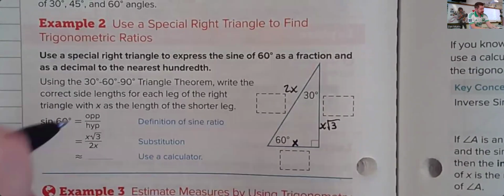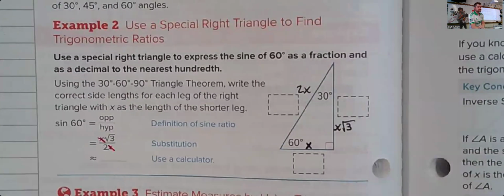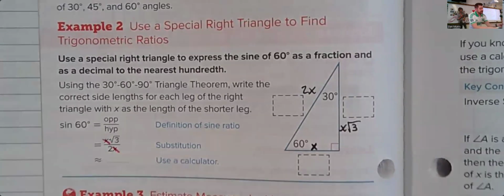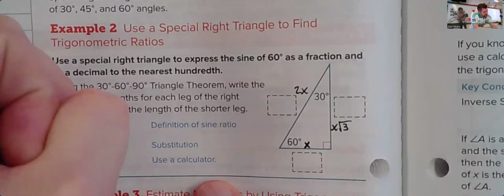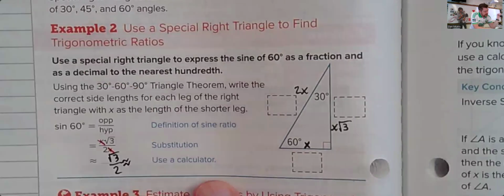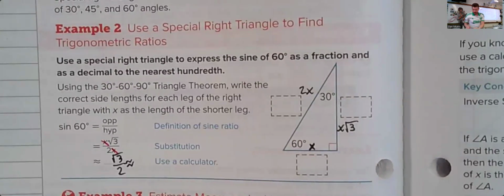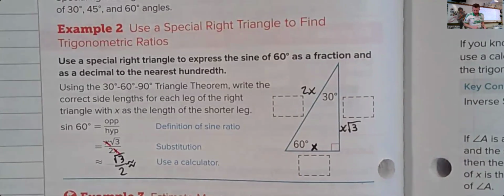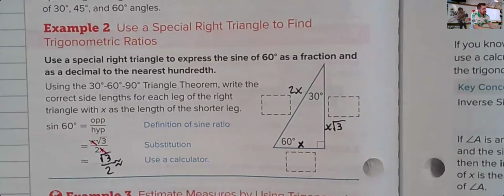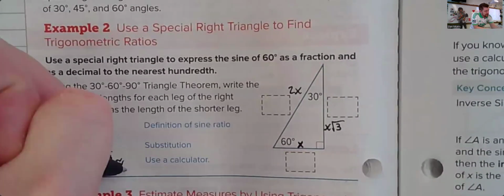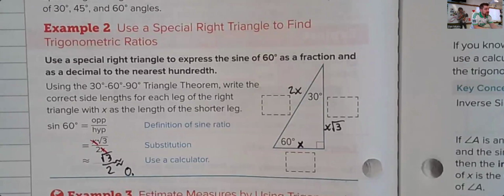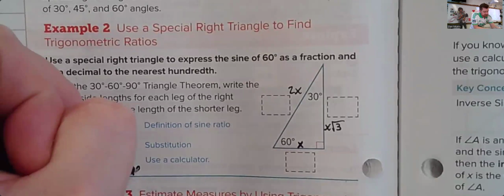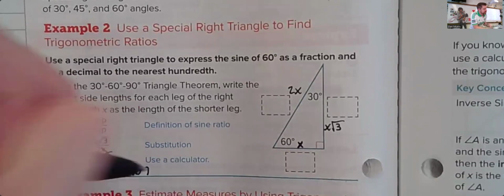Yeah, they can cancel out. So it's root 3 over 2. The x's actually cancel out and you get root 3 over 2. So let's round that to the nearest hundredth. Square root of 3 divided by 2. What do you get? Point what? 0.87, yeah.